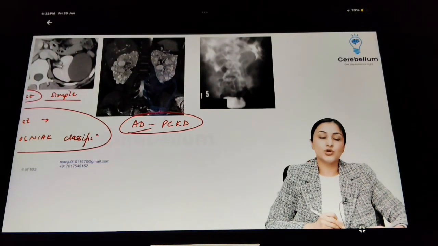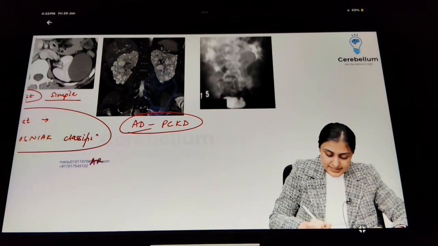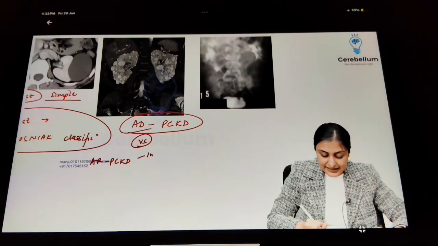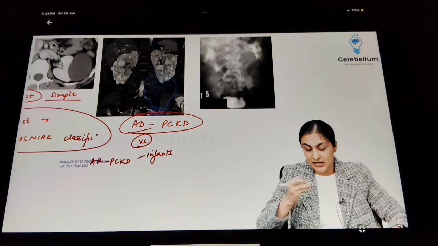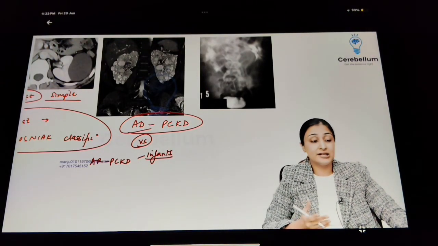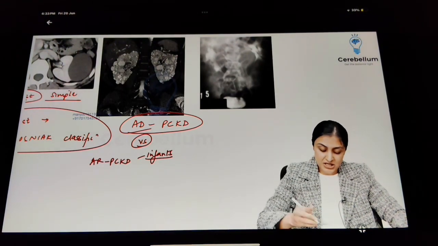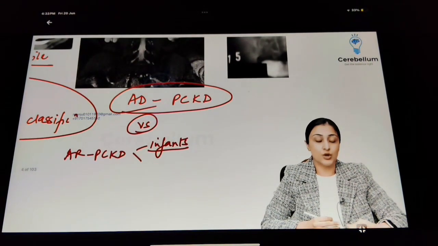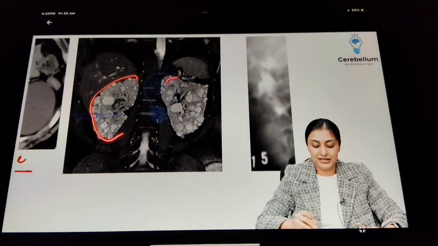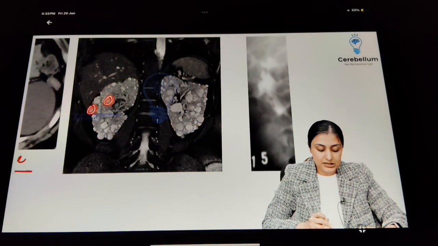Why autosomal dominant? Why not autosomal recessive? First of all, autosomal recessive polycystic kidney disease is going to be seen in infants, right? This is an adult patient that has been shown to you. With ARPKD, basically these babies are going to develop CKD by infancy, so they usually die by young childhood. So that is one point. Apart from that, morphologically, ARPKD will not have these big cysts. The outer contour in ARPKD is going to be smooth. Here you can see these multiple large cysts.